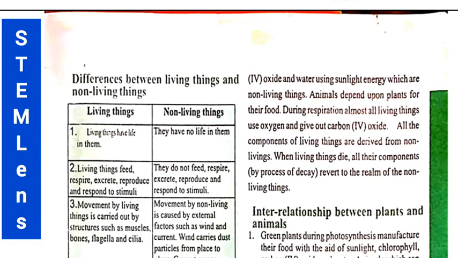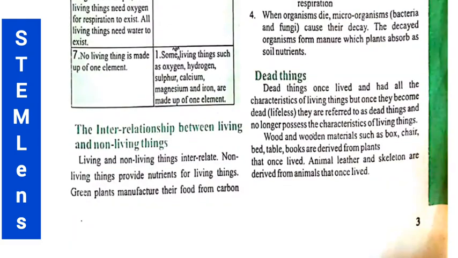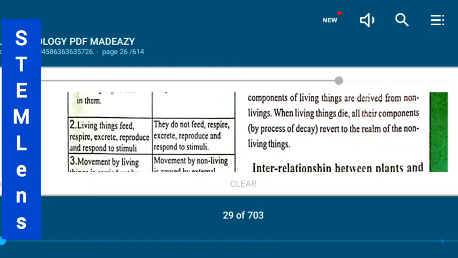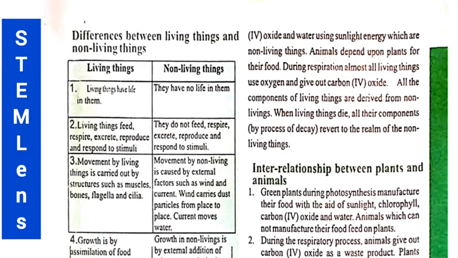Alright. It says the interrelationship between living things and non-living things. Okay, as mentioned earlier in the second paragraph of this chapter, we talked about how living things and non-living things depend on each other. Alright, so now we are going to dive deeper into that aspect. It says living and non-living things interrelate. Non-living things provide nutrients for living things. Green plants manufacture their food from carbon dioxide using sunlight energy, which are non-living things.